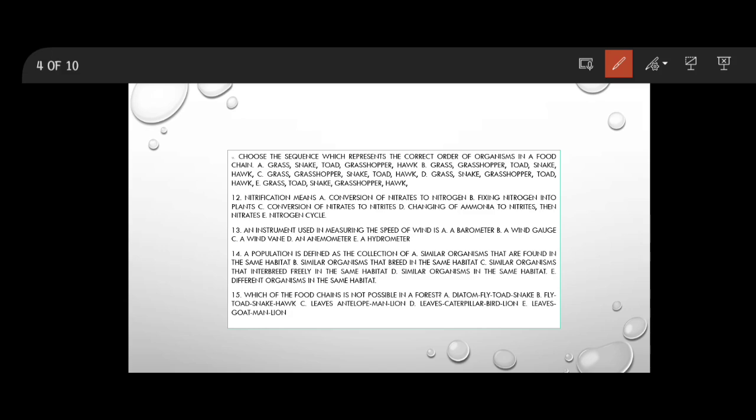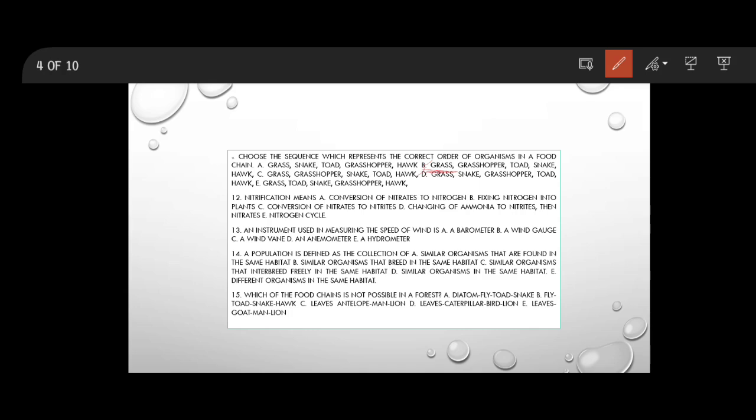The next one, grass and snake. Grasshopper cannot feed on snakes, so that one too is wrong. Then we have grass. Then it places grasshopper as secondary consumer. And grasshopper cannot feed on snake. Therefore, that is also wrong. Therefore, our answer is option B.